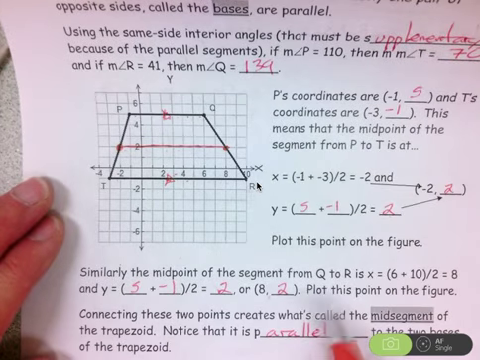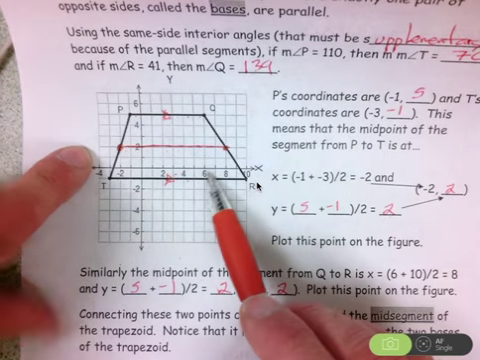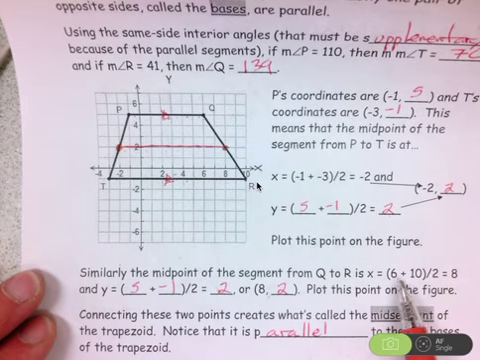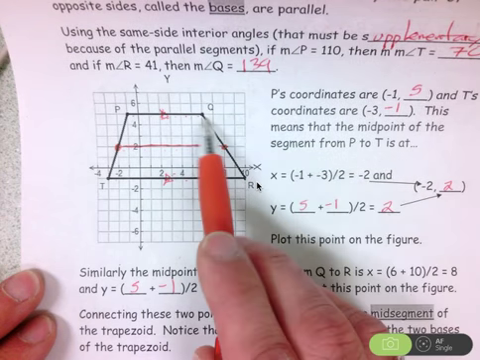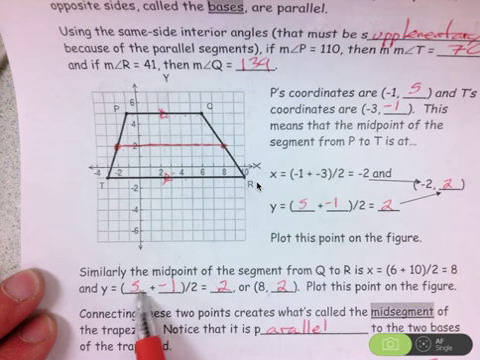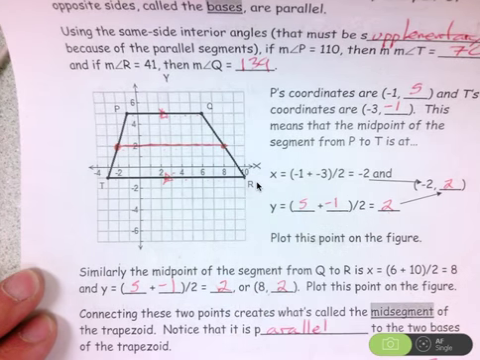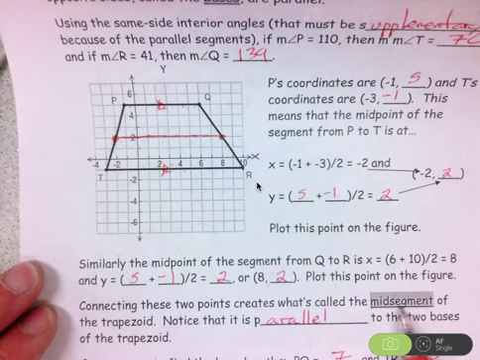And then you can do the same thing for the midpoint of the segment from Q to R. So Q's x-coordinate is 6. R's x-coordinate is 10. So 6 plus 10 divided by 2 is 8. And the y-coordinates, Q's y-coordinate is 5. R's y-coordinate is -1. So 5 plus -1, that's 4. 4 divided by 2 is 2. So 8, 2, that's the midpoint of QR. And if you connect those two midpoints together, you get something called the mid-segment.